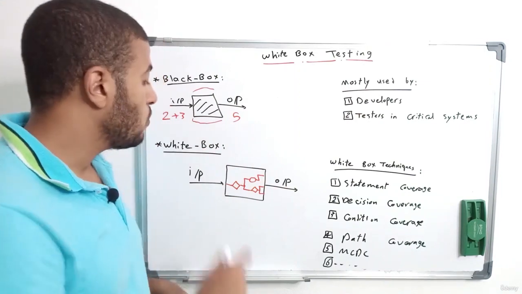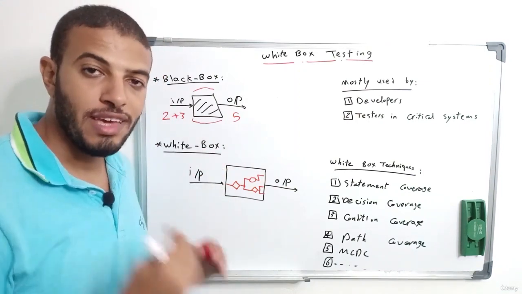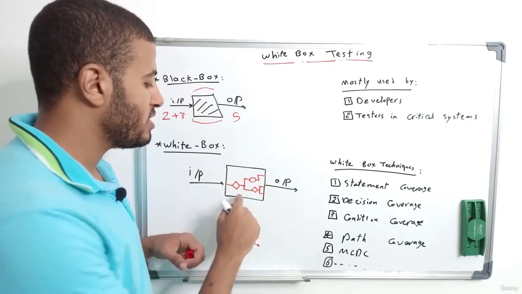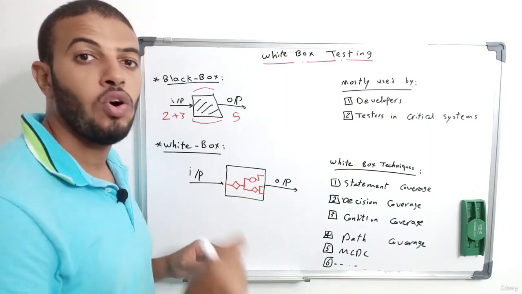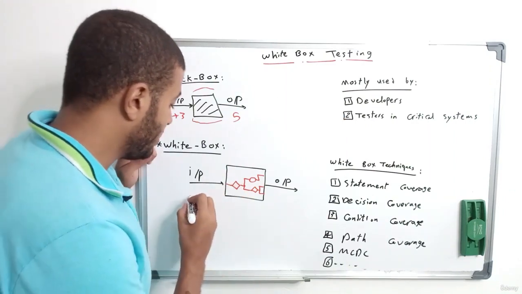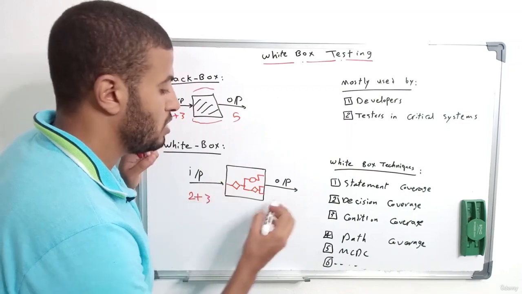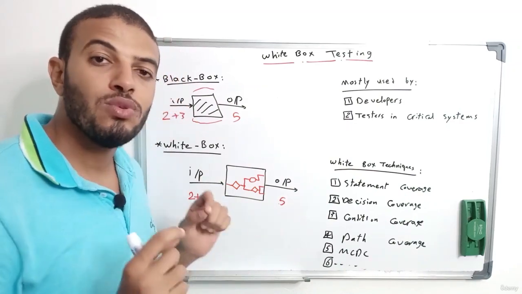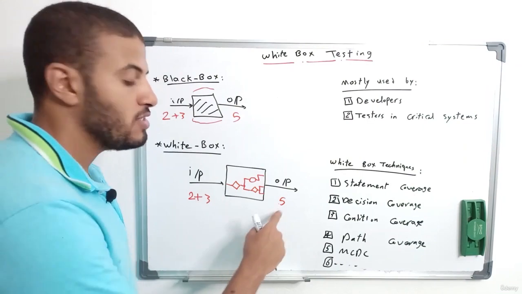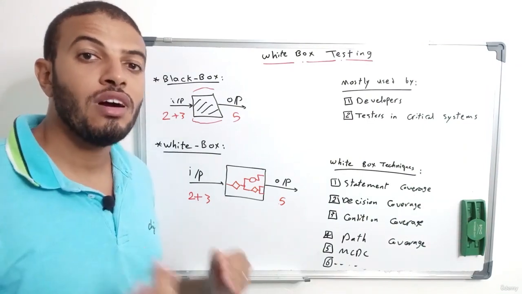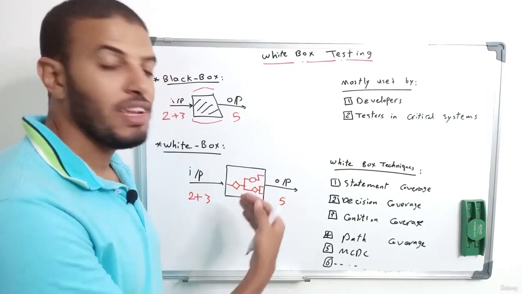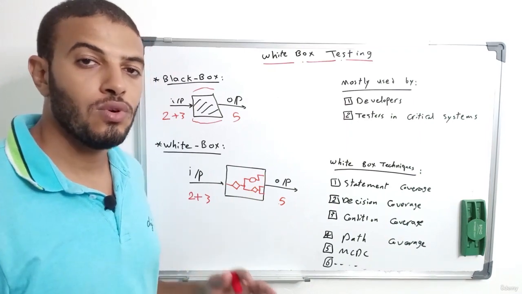On the other hand, white box testing provides input to the system, but it looks at the internal structure of the system. We perform the same operation, for example, 2 plus 3, which is 5, and we begin to look at the code that performs this operation. Okay, we begin to design our test cases based on the scenarios that the code is going to work in.